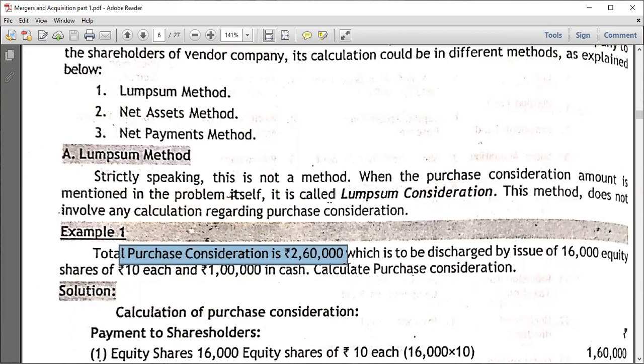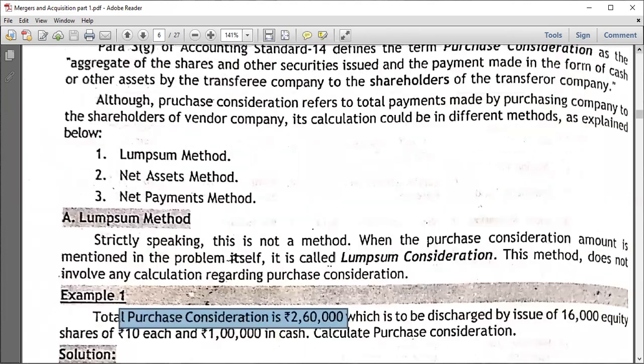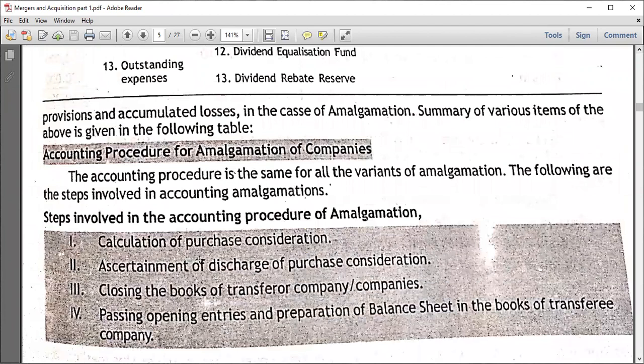So what you need to do, you have to write purchase consideration is equal to 2,60,000. And step number 2 is what? I already explained the steps. There are totally 4 steps. First one is calculation of purchase consideration. Second one, ascertainment of discharge of PC. Discharge of PC is nothing but mode of payment, how you are going to make payment. Then closing the books of transfer company and opening balance sheet.